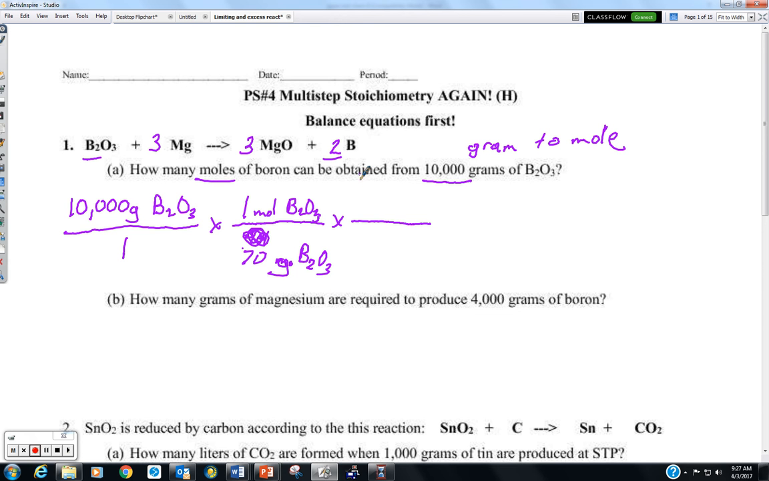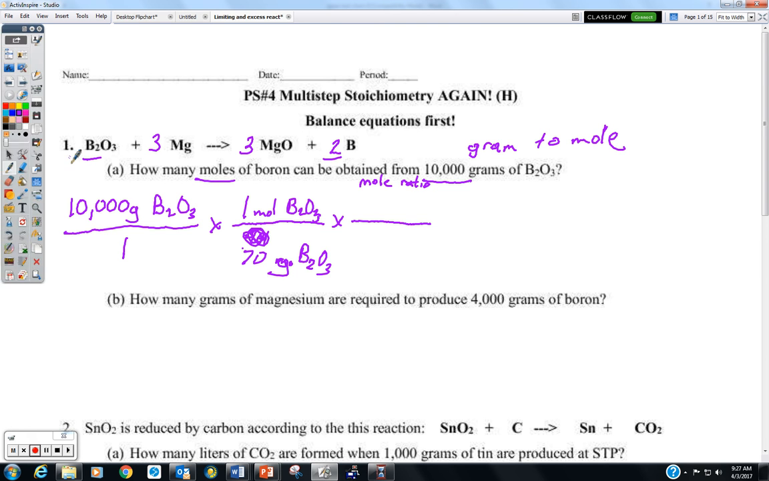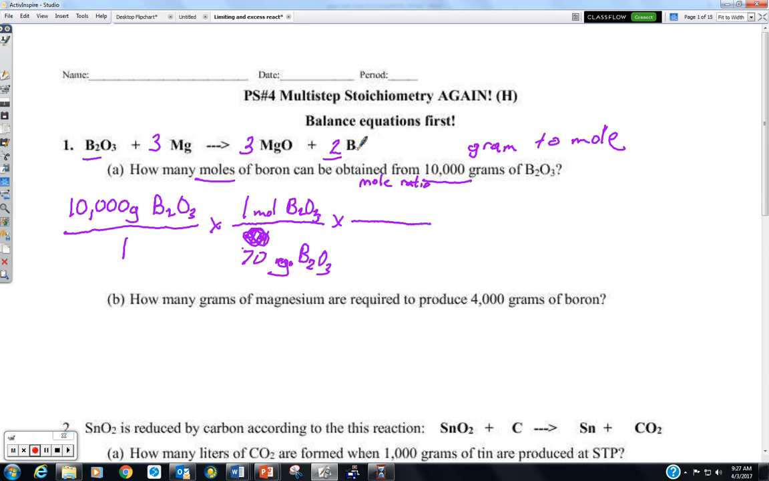What is my next step? All right, what do we call this step? Mole what? Mole ratio. And where does our ratio come from? What do we call this thing right here? Balanced equation. So my mole ratio comes from the balanced equation.